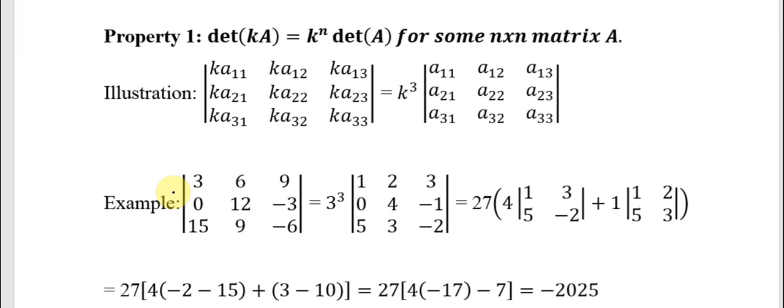Now what I do is just find the determinant of the matrix that's left. And I do that by cofactor expansion along the second row, and that gives us the negative 2025.